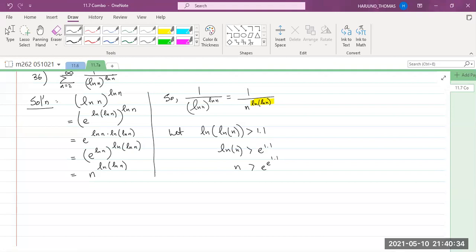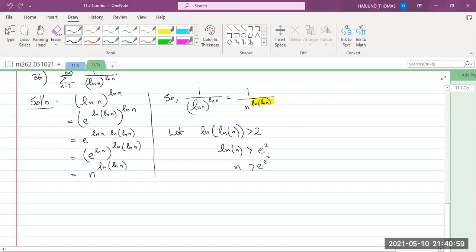You see what I mean? It doesn't have to be 1.1. You can make it 2 if you like. You know what? I make it 2. Why, Thomas? So that it's easy for me to compute. Lazy guy. So let me choose that to be 2. So this is e squared. This is e to the e squared.